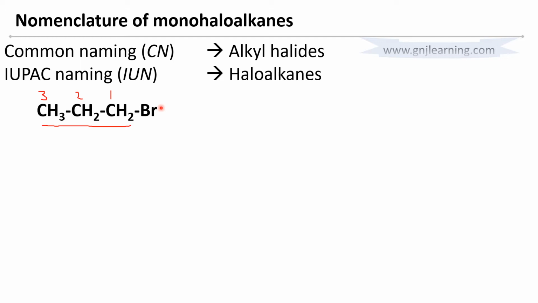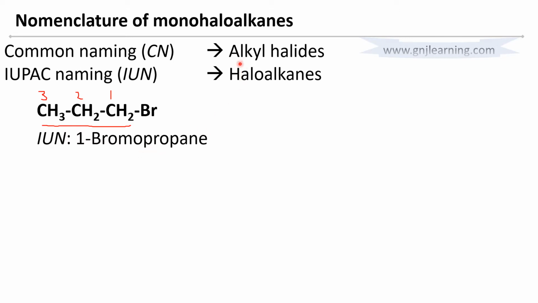So what will be its IUPAC naming? In IUPAC, you have to mention the halo group first. Instead of halo, I write bromo here. And I have to mention which carbon atom it is attached to. It is attached to 1. So 1-bromo. Then I have the alkane, and a 3 carbon alkane is called propane. So the IUPAC name is 1-bromopropane.